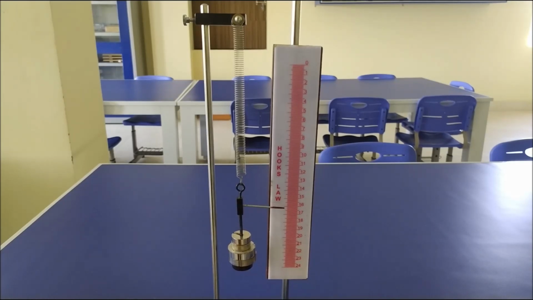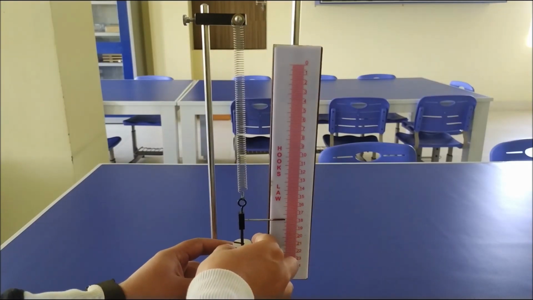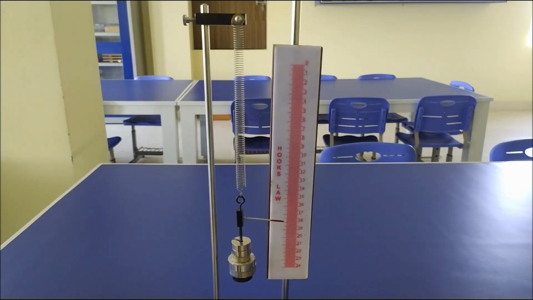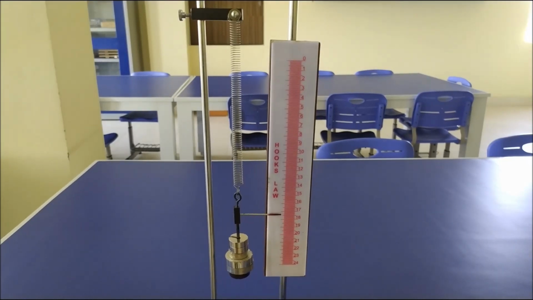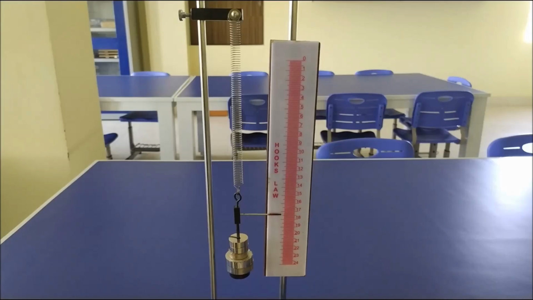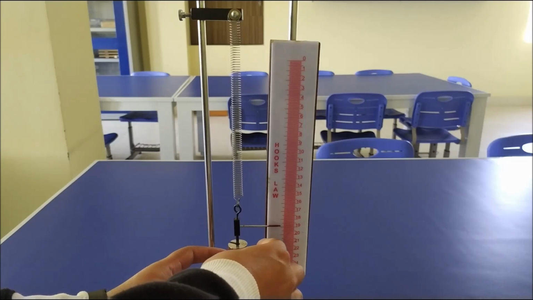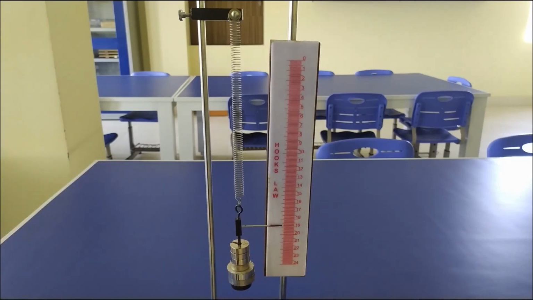Now again I am adding 20 gram of slotted weight. Now my weight in the hanger becomes 180 grams. Now just check what is the reading on the centimeter scale where my pointer points. Now it is at 17.3. Further I am adding 20 gram of slotted weight and my total weight in the hanger becomes 200 grams. Now my pointer is pointing at 18.9 centimeter.